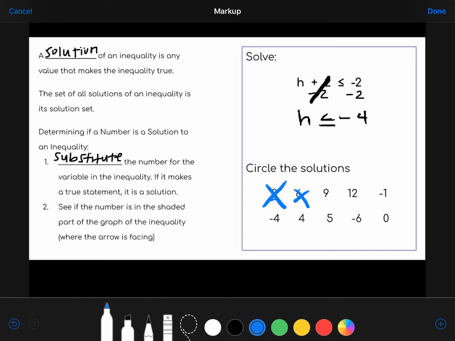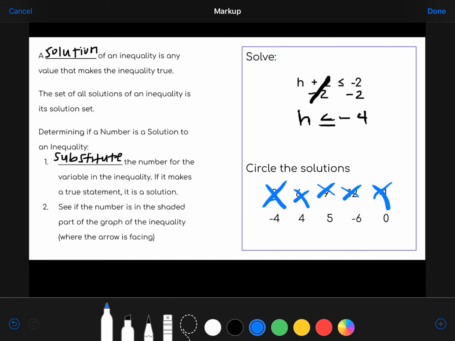And so I would just keep going through that. I know 9 is also not a solution. 12 would not be a solution. Now I have negative 1. So I have negative 1 is less than or equal to negative 4. Negative 1 is not a smaller number than negative 4. It's also not equal to negative 4. So that's also not a solution.